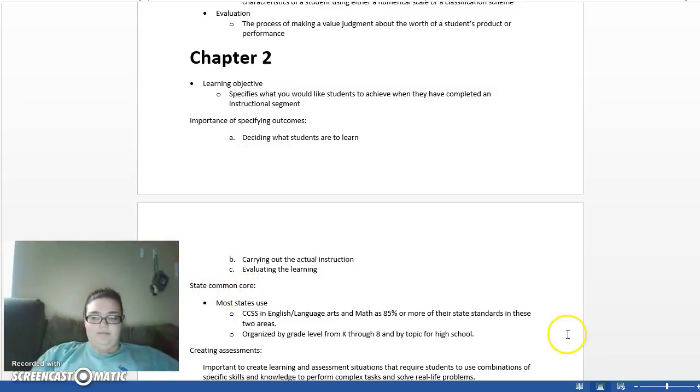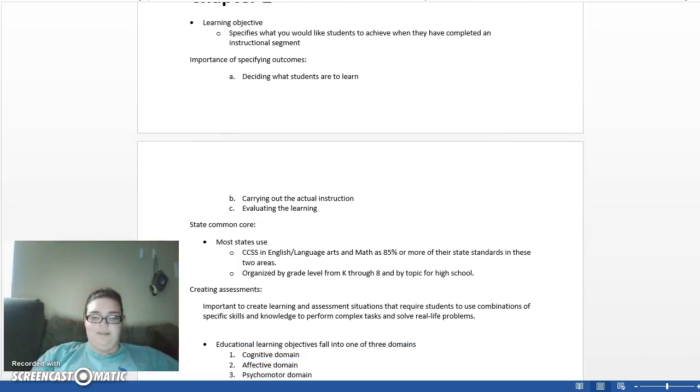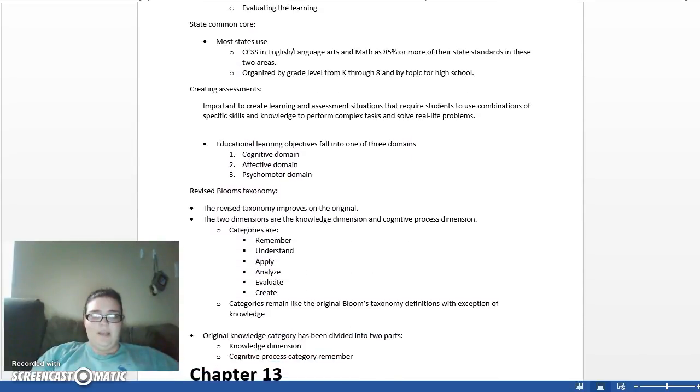State Common Core. I know a lot of people cringe when somebody says anything about Common Core, but State Common Core, most states use Common Core state standards in English, language arts, and math, as 85% or more of their state standards in these 2 areas.